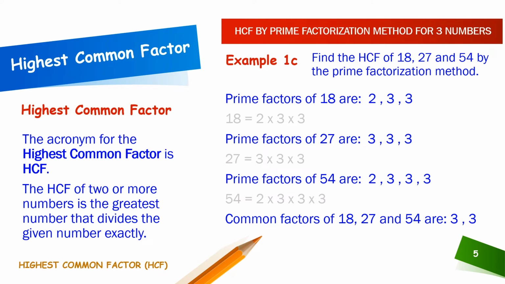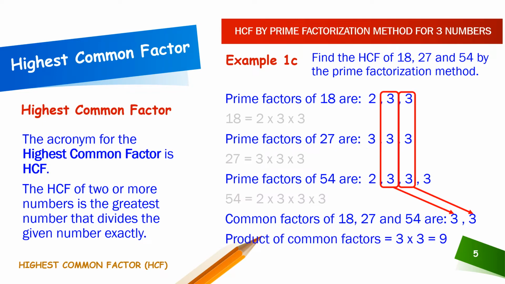The common factors of 18, 27 and 54 are 3 and 3. Therefore, the product of the common factors is 3 times 3, which is 9. And this is the highest common factor of 18, 27 and 54.